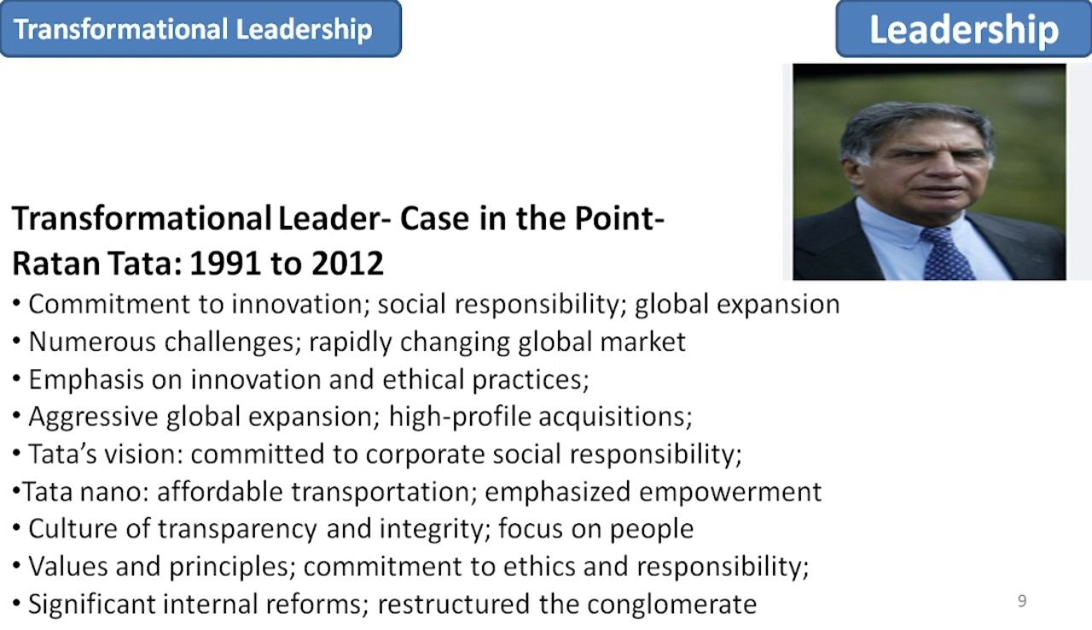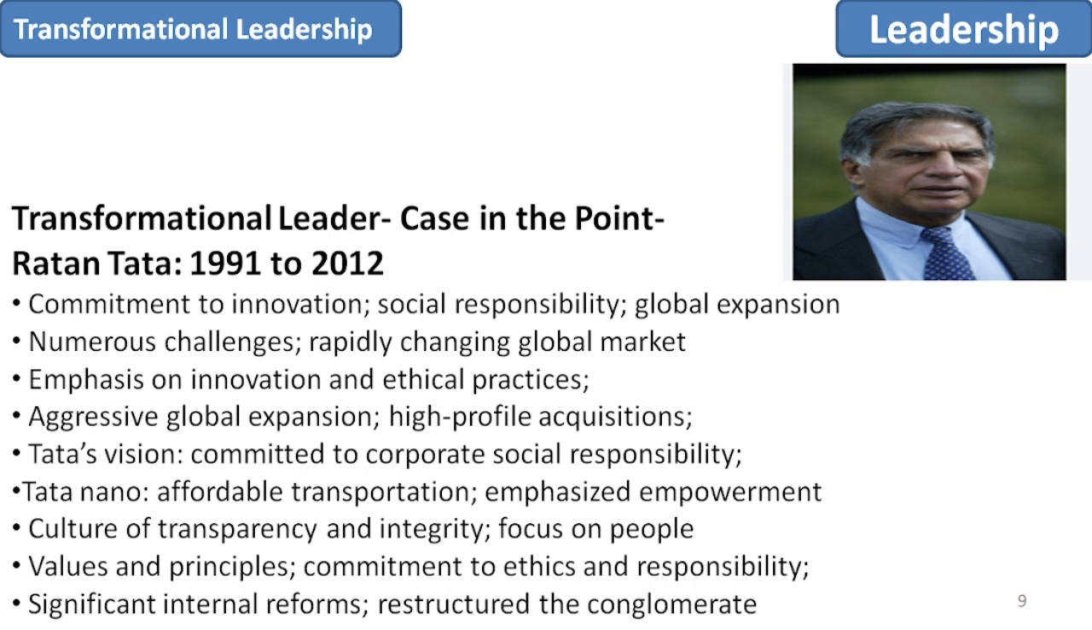When Ratan Tata took over as chairman in 1991, the Tata Group faced numerous challenges. The Indian economy was in a state of flux, and the conglomerate, with its diversified interests, needed a strategic overhaul to remain competitive in a rapidly changing global market. Tata's vision was to transform Tata Group from a traditional, India-centric entity into a global powerhouse with a strong emphasis on innovation and ethical practices.